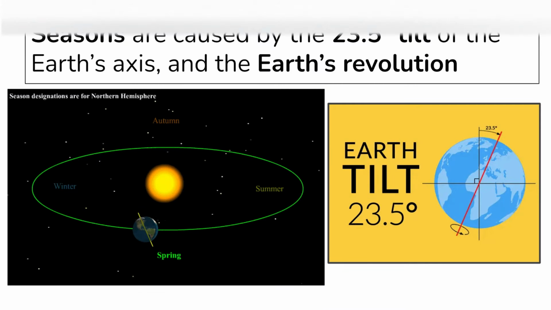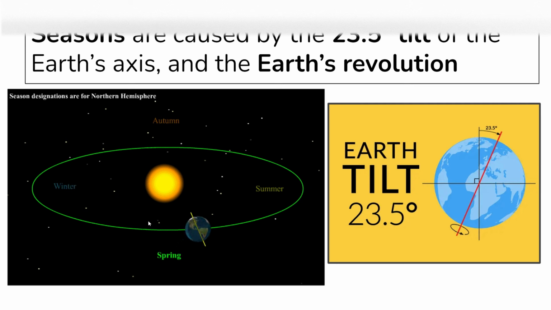So the first thing that you need to know, and probably the most important thing, is that seasons on the Earth are caused by the 23.5 degree tilt of the Earth's axis and the Earth's revolution. This means that the Earth isn't just straight like this line right here. Instead, when the Earth spins, and we've talked about this before, the Earth spins on its axis, right? And this axis has a tilt of 23.5 degrees, just like you see here. So instead of the Earth spinning like this, it actually spins on this tilted axis. So it's actually spinning like this in a tilted manner. And this is showing over here.